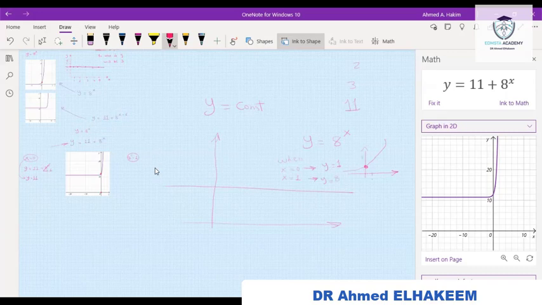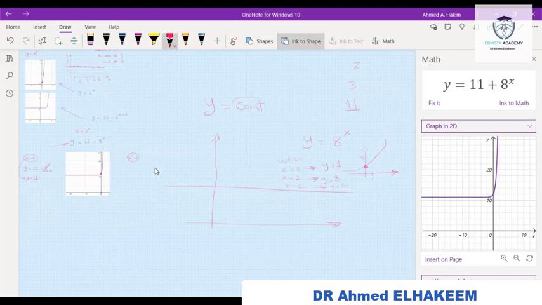When x equals 2, what happens to y? Y will be equal to 64. So it is increasing. You see? Understand? Now, if I add this function to that function, what will happen?